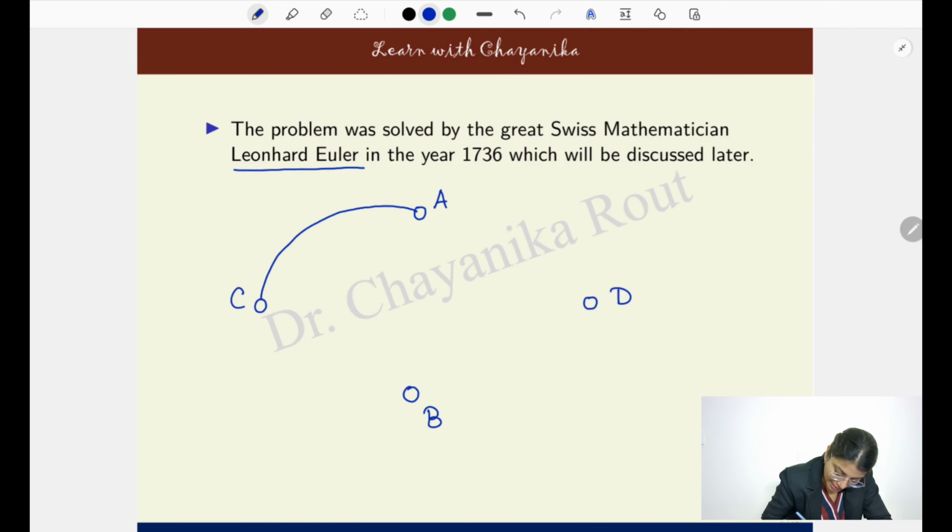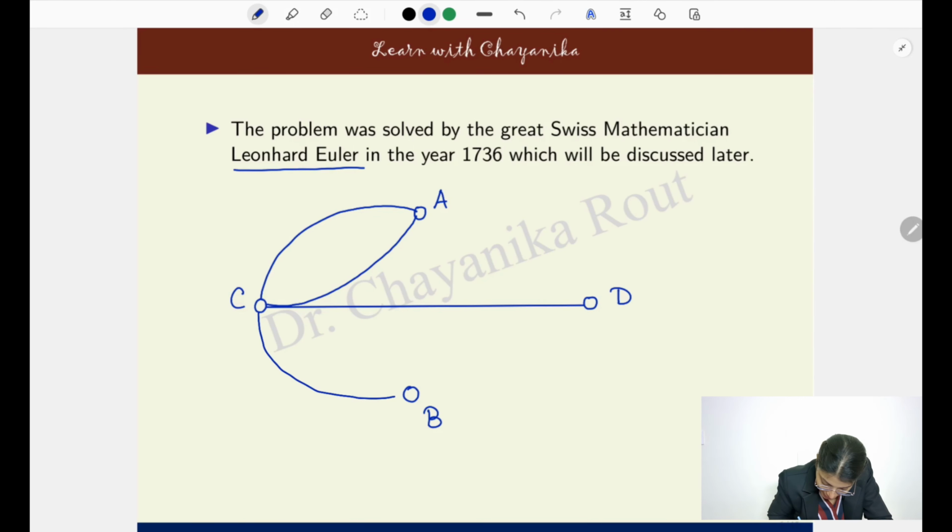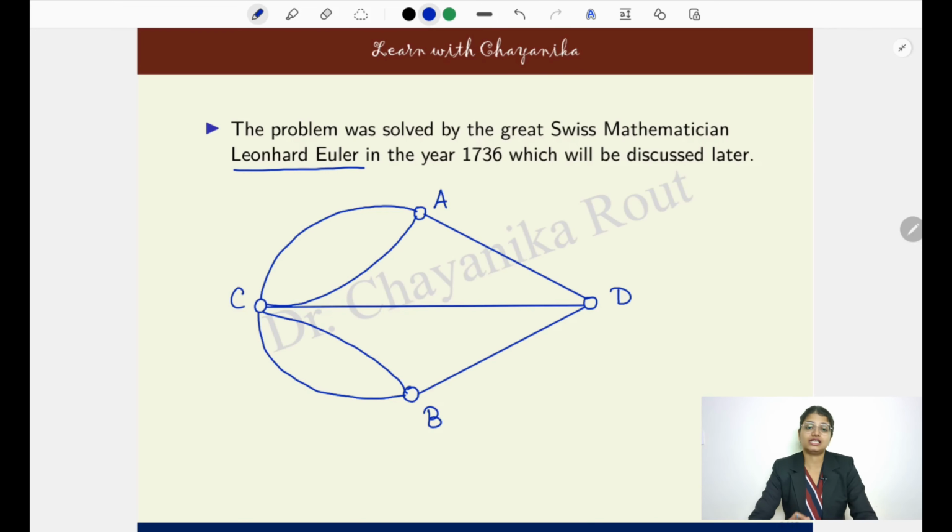For example, between A and C, if you find in the picture, you will be seeing there are 2 bridges. Between the 2 islands, there is a single bridge. Again, between one island and the bank of the river, there are 2 bridges, and from this bank to the other island, there is 1 bridge, and here also you have 1 bridge. So this is a more simplified version of the picture of the city of Konigsberg that Euler created.